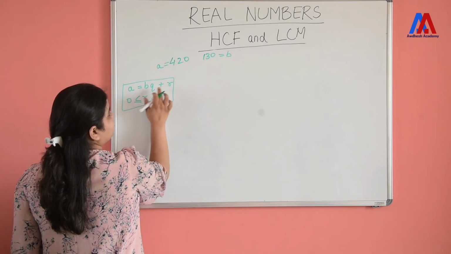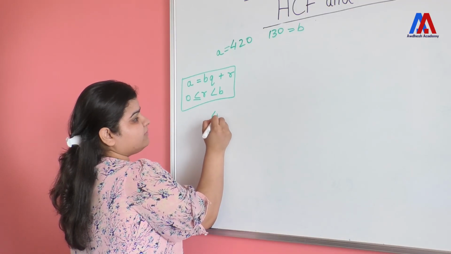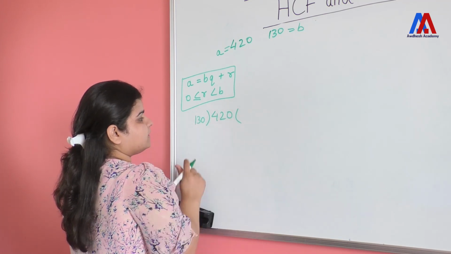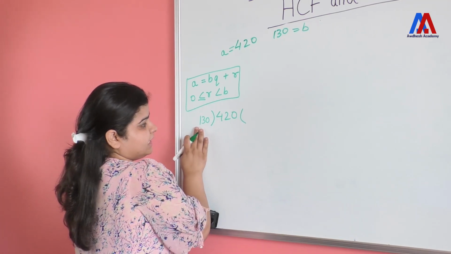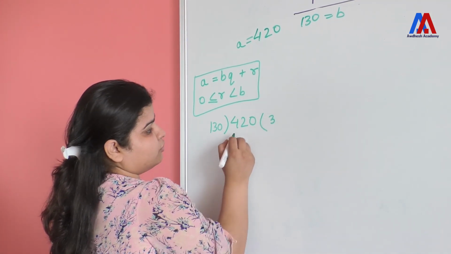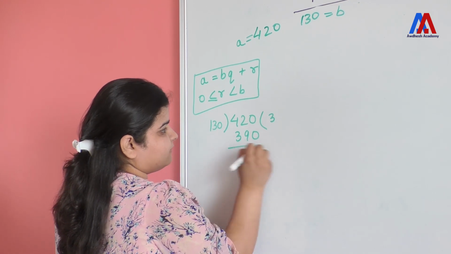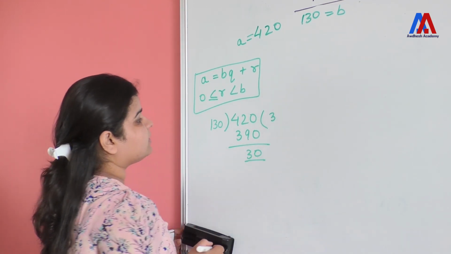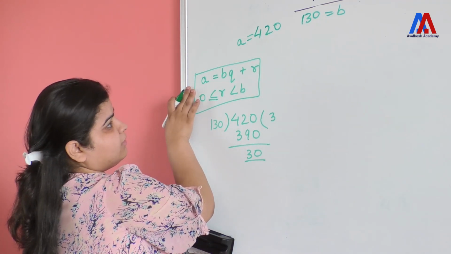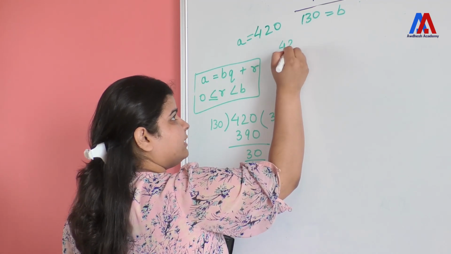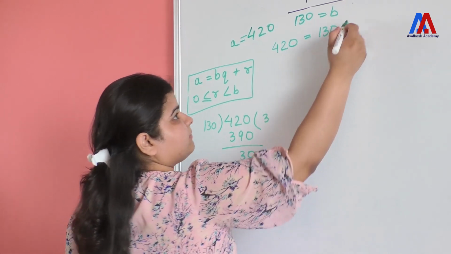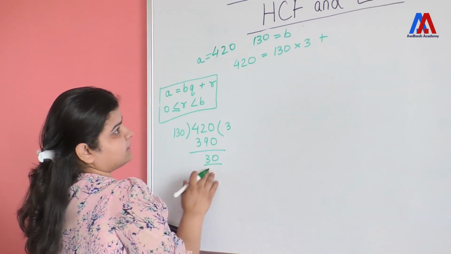Now, we have to find the q and r. So, let's divide 420 by 130. 13 3s are 39, so 130 3s would be 390, which would be closest to 420. We'll have this and we'll have 30 as the remainder. So, we can write 420 and 130 in the Euclid's division lemma form as 420 is equal to 130 into 3 plus 30.